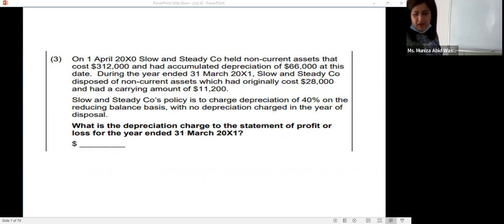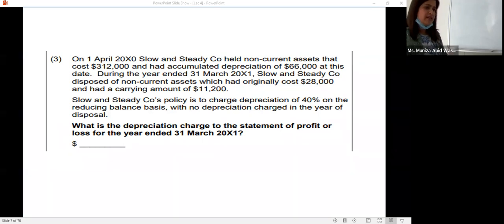During the year ended 31st March 2001, Slow and Steady company disposed of non-current assets which had originally cost $28,000 and had the carrying amount of 11200. Slow and Steady company policy is to charge depreciation of 40% on the reducing balance basis, with no depreciation charged in the year of disposal.